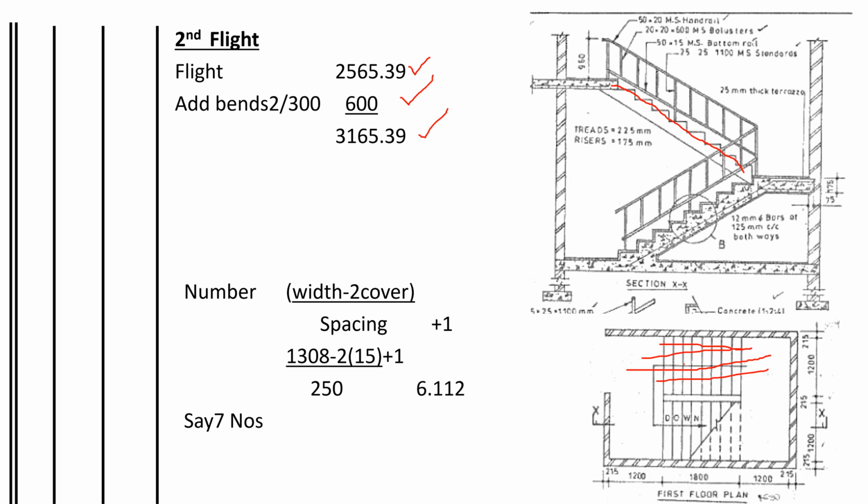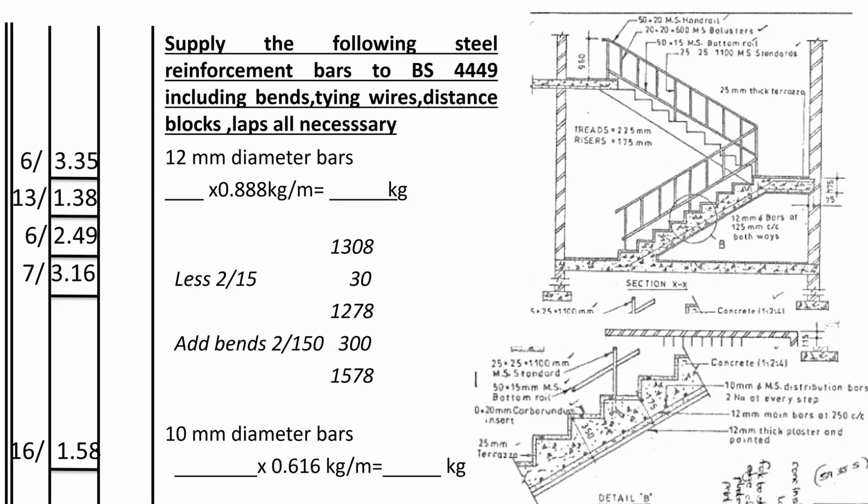So how many bars will we have? We shall take the width from here, half the wall up to here, 1308. 1308, we deduct the cover, we divide by the spacing of the bars plus 1. We get 6.112. Say 7 numbers. Now we go to recording it, we shall book it.